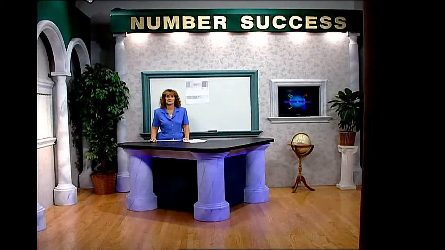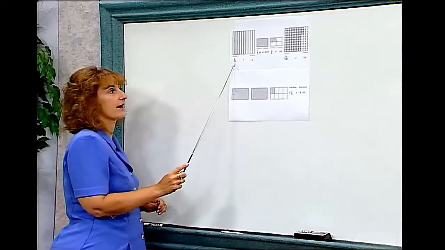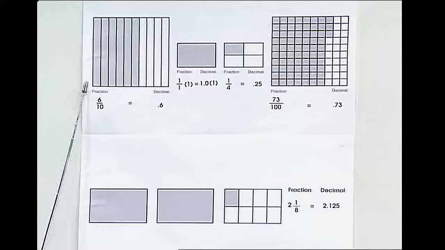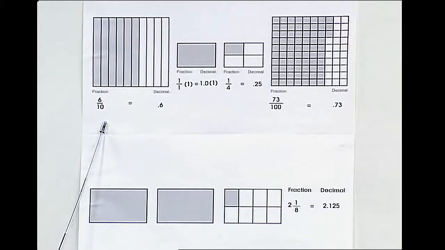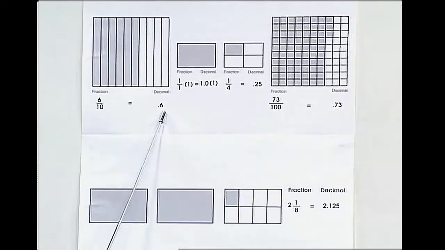Meaning of decimals. If we take a look at this chart, we can see that we can compare the fraction and the decimal. This rectangle has been divided into 10 equal rectangles. 6 out of 10 are shaded. That's the fraction 6/10. Our decimal is 0.6.